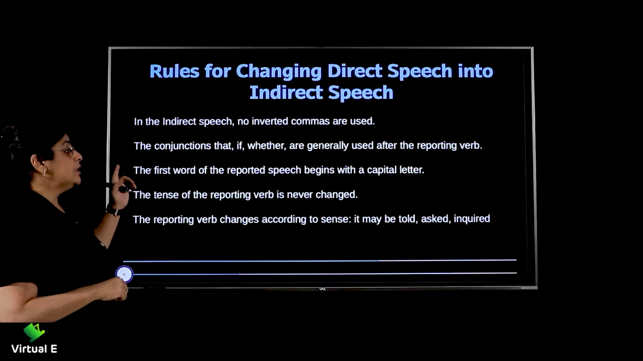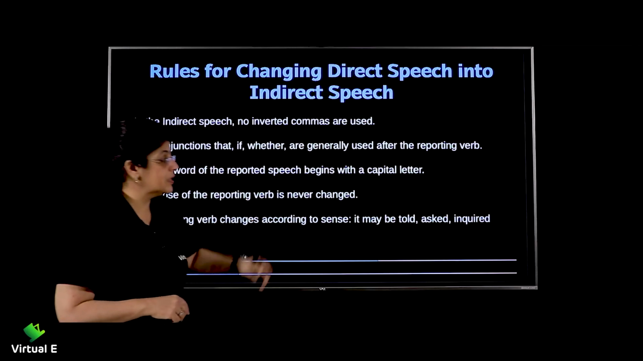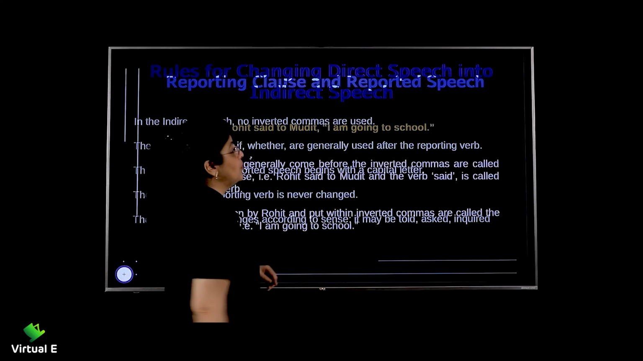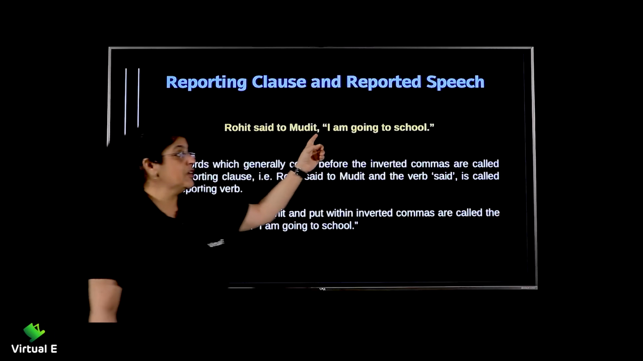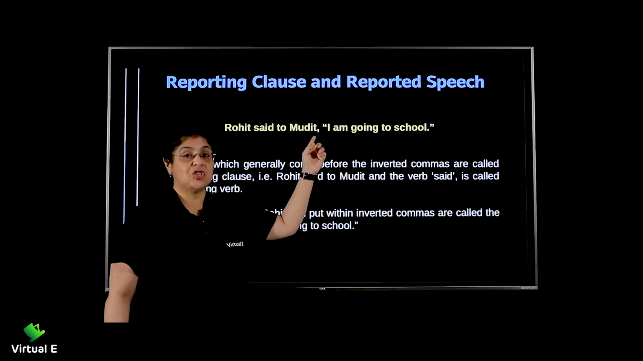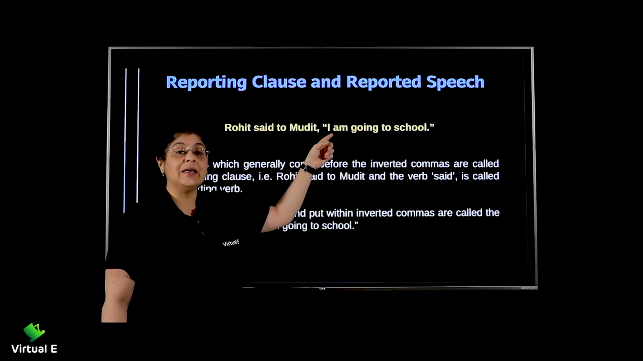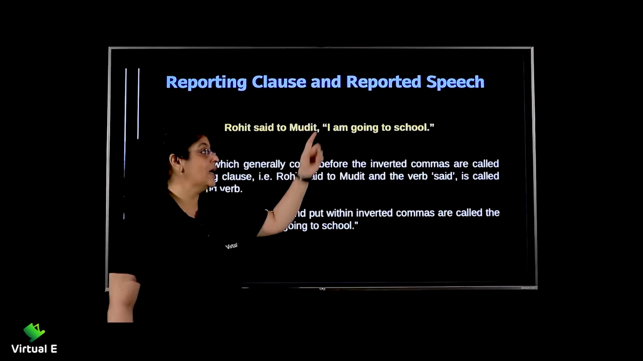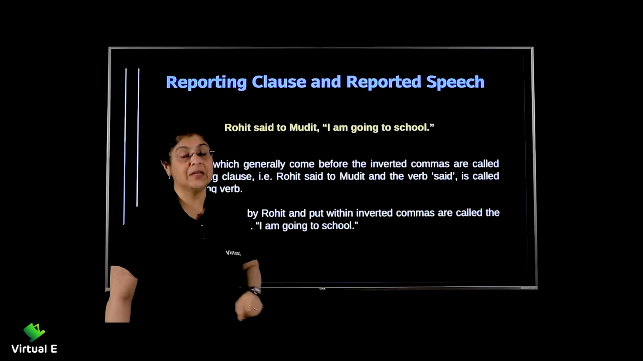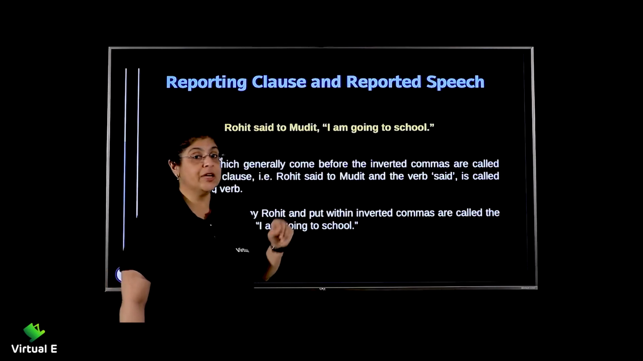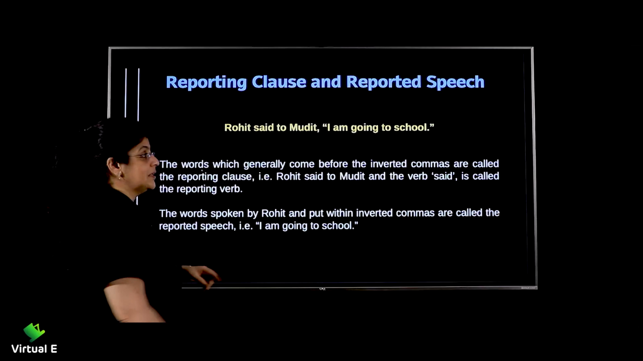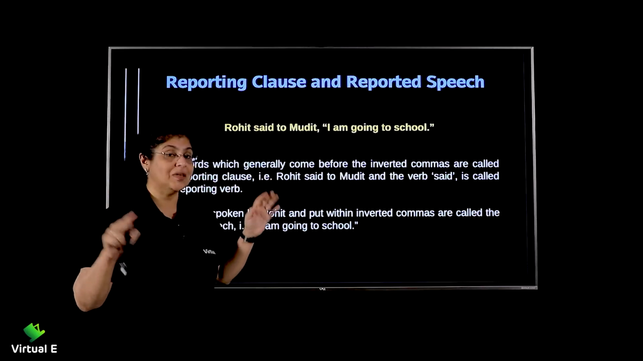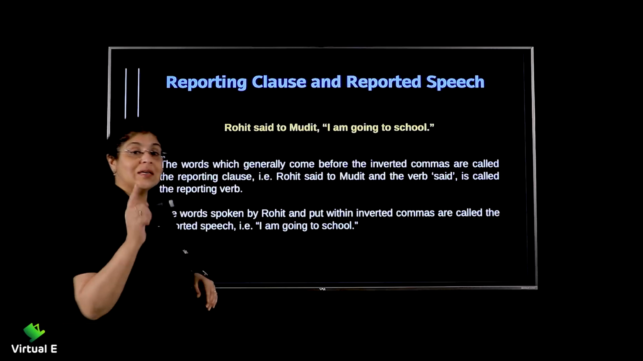Remember, the first word of the reported speech begins with a capital letter. Extremely important to remember. Whenever you are talking of the reported speech, can you see the I? It's the first word. The first letter of the first word has to be a capital. You cannot start with a small letter, your marks will get cut. So whenever you are writing a sentence in a quote, in inverted commas, you will definitely begin with a capital letter.